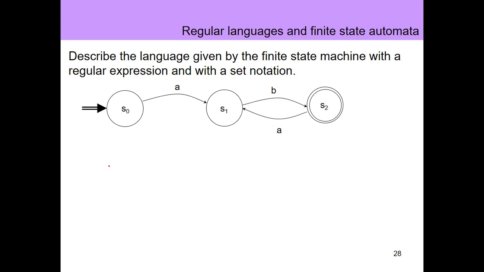Okay, starting point S0, and then we go with an A to S1. Then we have to go with a B to S2, and we can stop. So if we like to proceed, we have a cycle again. So we can go back to S1 with an A and go up to S2 with a B. So AB star. So the minimum one is AB, and then we can stop, or we can take as many ABs as we like. So in set notation, AB, AB star.